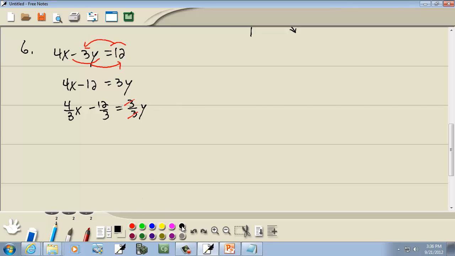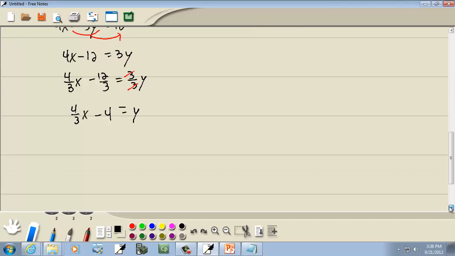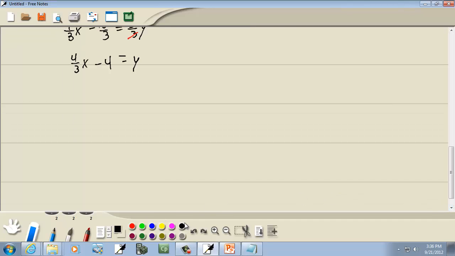So those 3's cancel. And we got y is equal to 4/3 x minus 4. Okay, so let's pick some values now. I'm trying to think if I have enough room up here. Okay, let's come down here. So we'll pick some x values and we'll pick some y values.